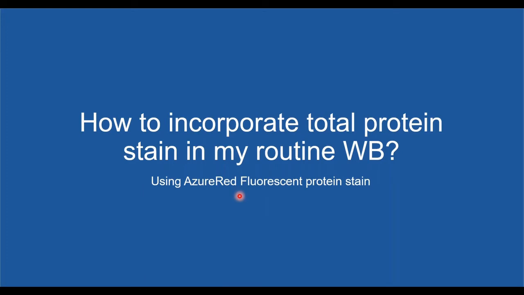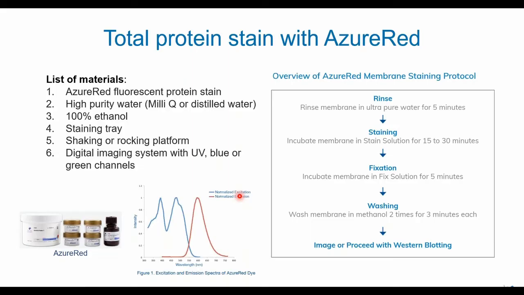Okay, so I'll be using Azure Red fluorescence protein stain as an example to explain how it works. Bear in mind that different stains will have different staining protocols and different staining time requirements as well. So you need to look at their manual to see whether it fits into your Western blot protocol or not. Right, let's look at the list of materials that you need to use for Azure Red.